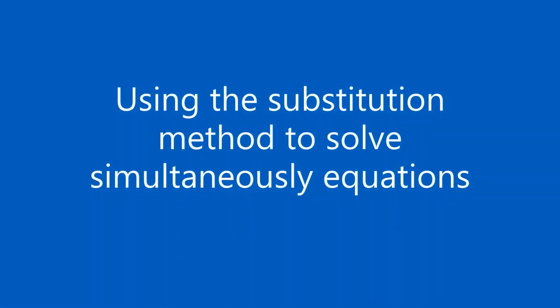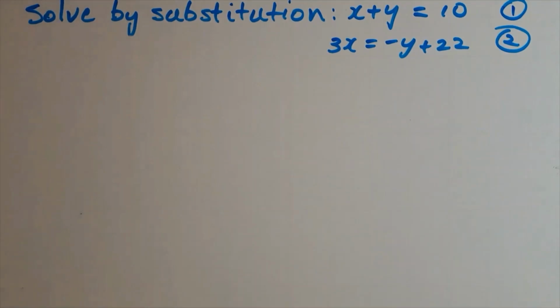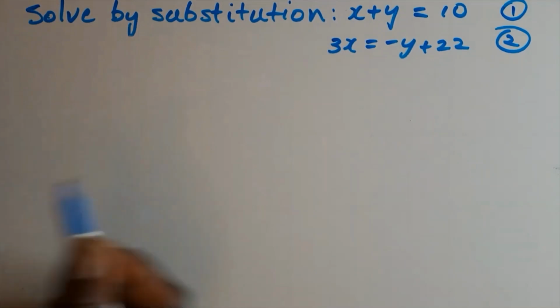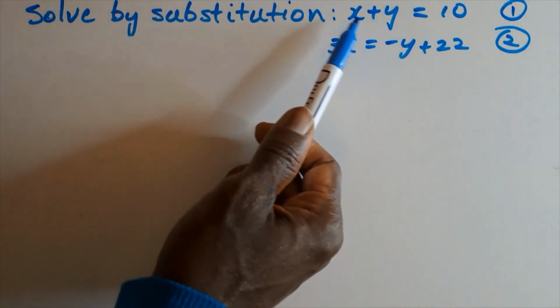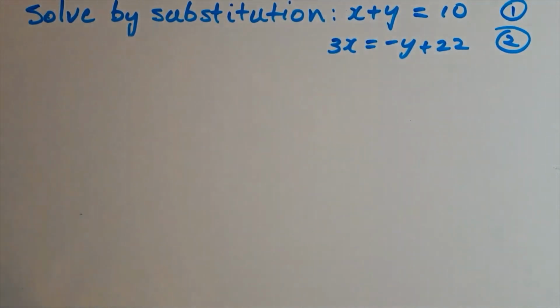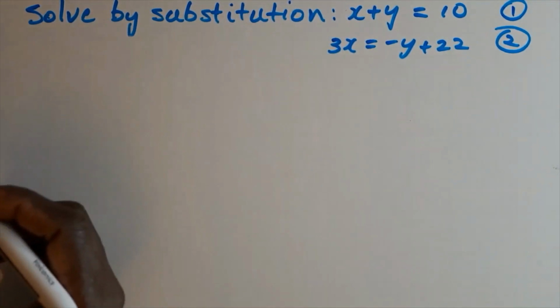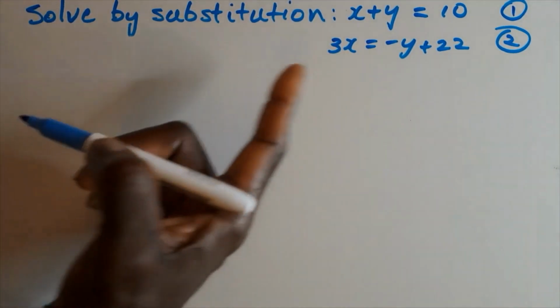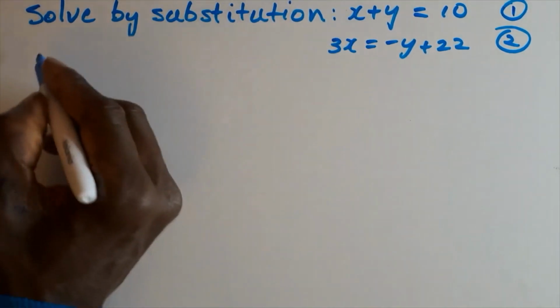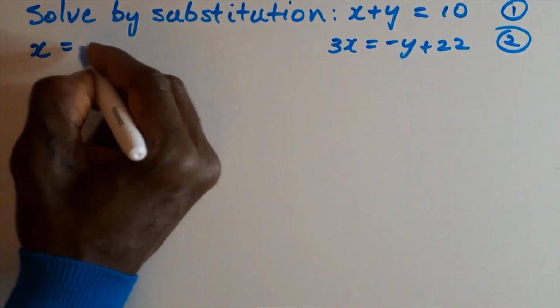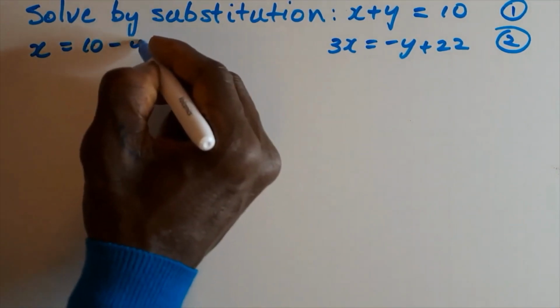Hi, how do we go about solving this by substitution, using the substitution method? Often we use the elimination method, but let's try the substitution method. We always look for the equation where we can rearrange to find either x or y and then substitute. I'll try using x in this case, and I'll use equation 1. So we have that x is equal to 10 - y.